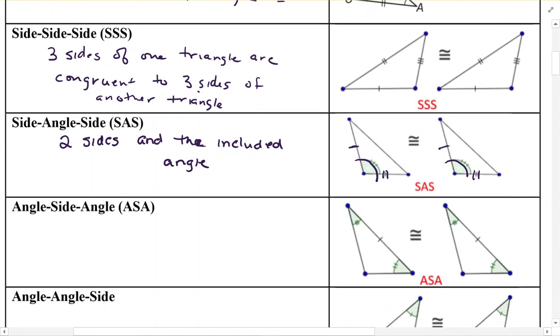The third way is angle, side, angle. This time the side that's congruent to the other side is in between the two angles that are congruent. So two angles and the included side.